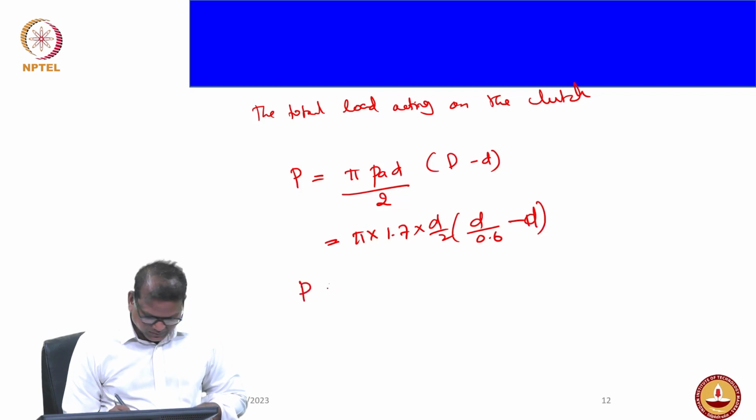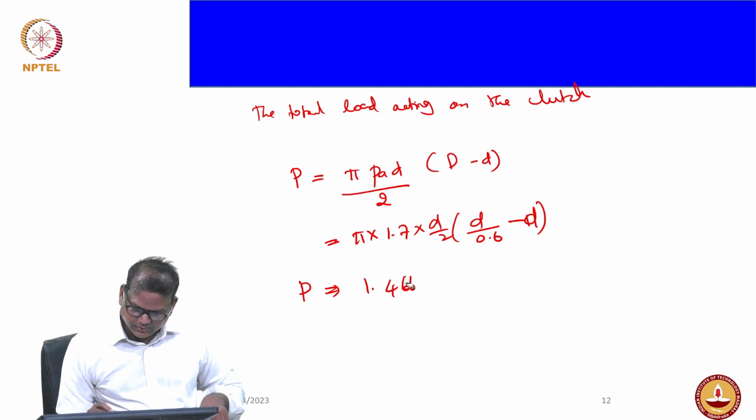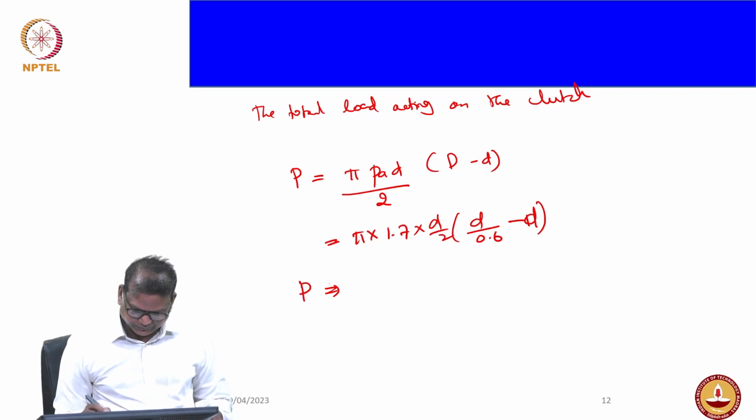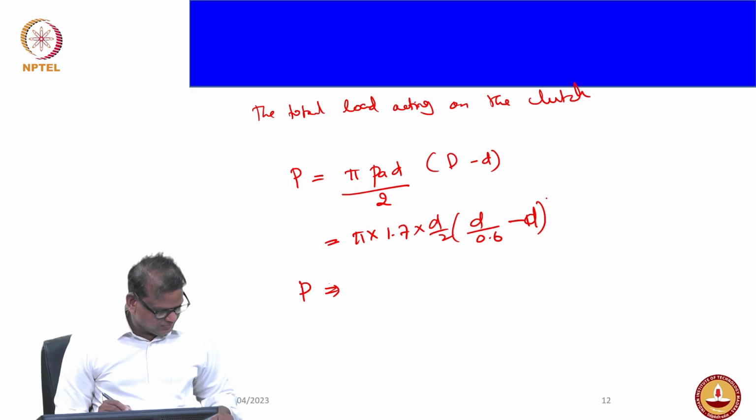P equal to 1.466. Can you tell me what is the value you are getting? What is the value, in terms of small d square?